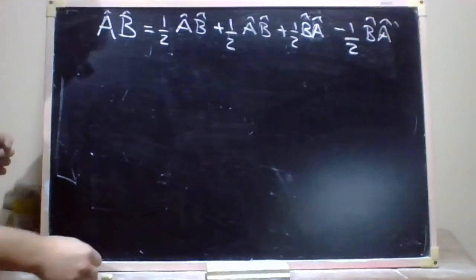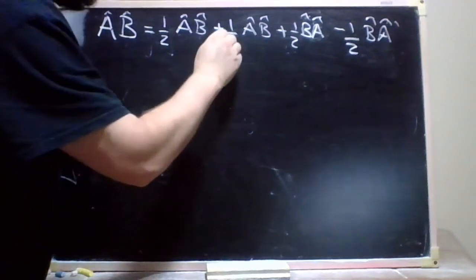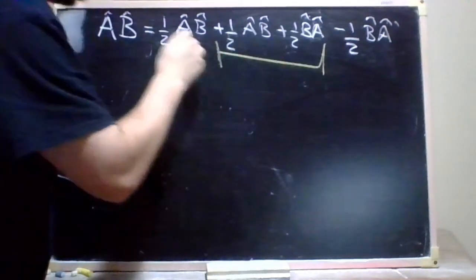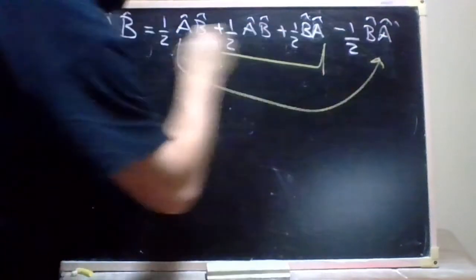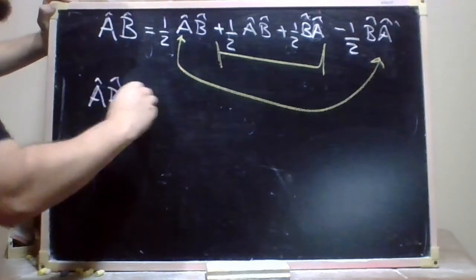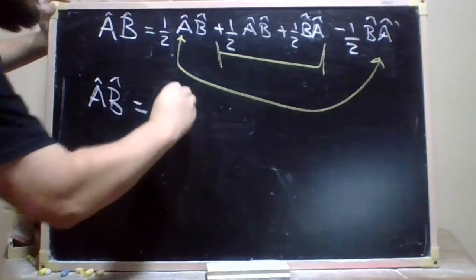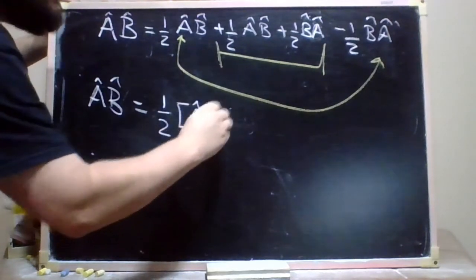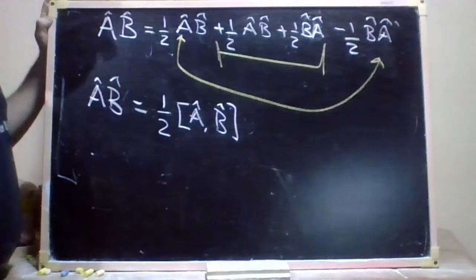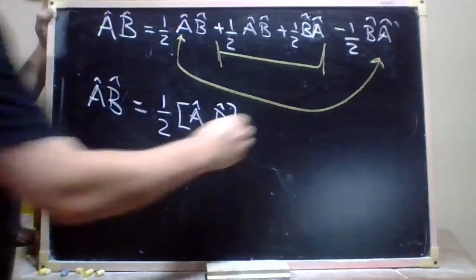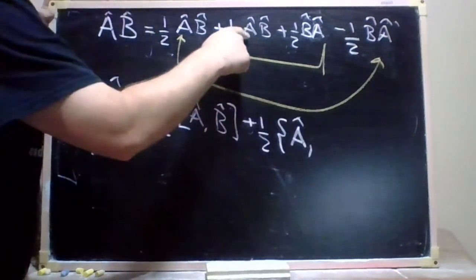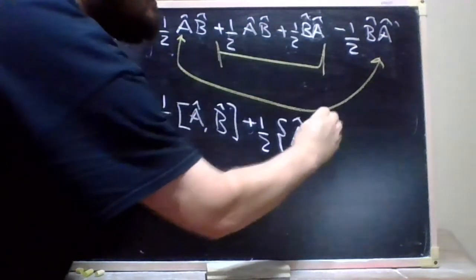So if you organize, recast the things as follows, pick these two things together and these other two things together, you'll find that AB, the product of two matrices, is always half the commutator, which corresponds to half AB minus BA. So it's the commutator by definition, plus 1/2 the anti-commutator, which is AB plus BA, the anti-commutator.